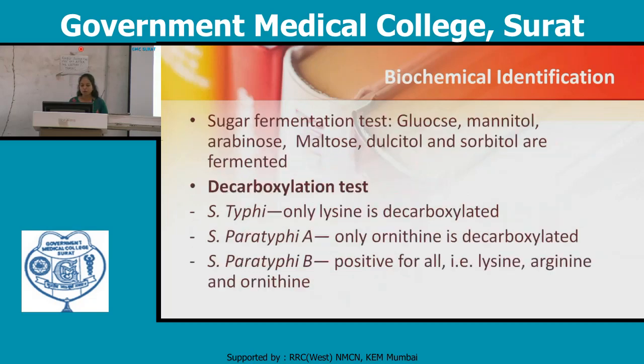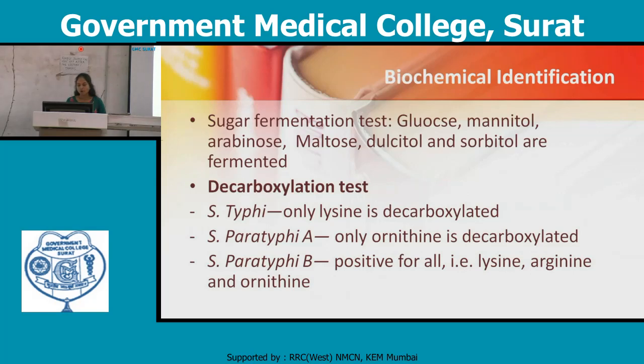Sugar fermentation test: glucose, mannitol, arabinose, maltose, dulcitol and sorbitol are fermented. Decarboxylation test: in S. typhi, only lysine is decarboxylated. In S. paratyphi A, only ornithine is decarboxylated. In S. paratyphi B, it is positive for all three: lysine, arginine and ornithine.